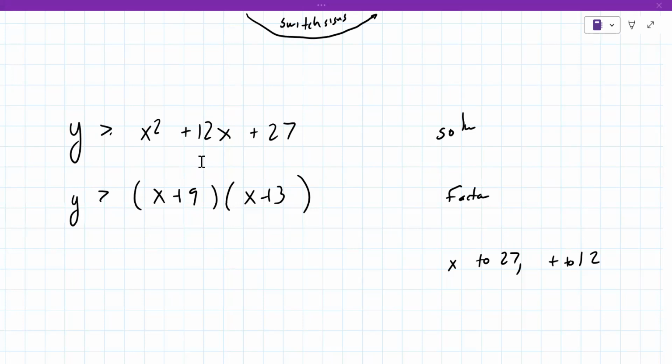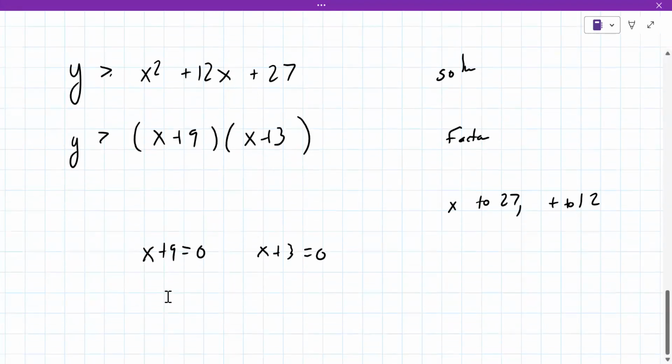All right. So the next thing you have to do is set each factor equal to 0. Could you solve each of these for me, please, and tell me what you come up with?